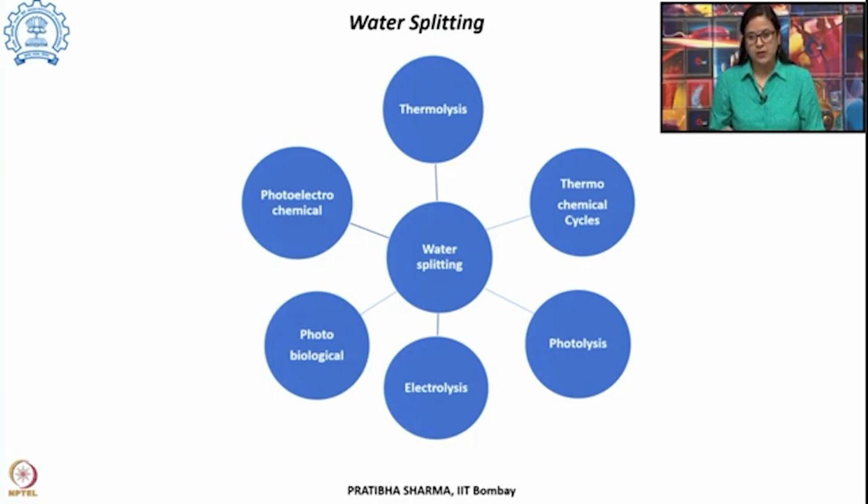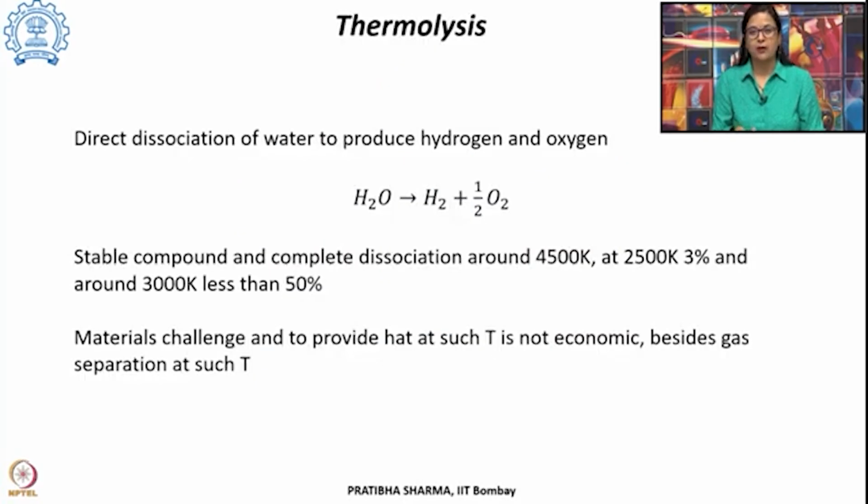Now when hydrogen is being produced from water splitting, the only products are hydrogen and oxygen. So the resulting emissions which were there in case of hydrocarbon based methods of production are not there when it is being produced from water. But that all depends upon where the energy which is required for splitting the water comes from. For example, if we look at thermolysis, which involves direct dissociation of water to produce hydrogen and oxygen, a large amount of heat is required for this dissociation.